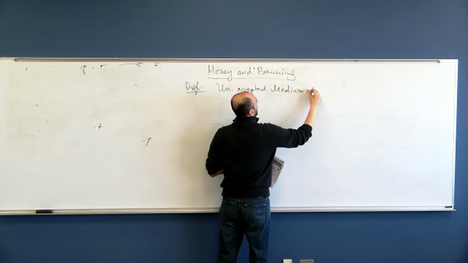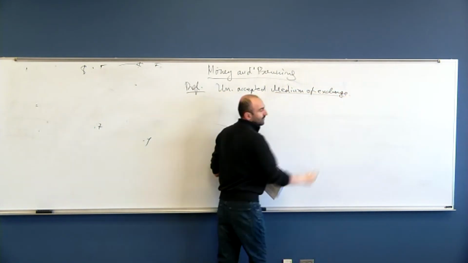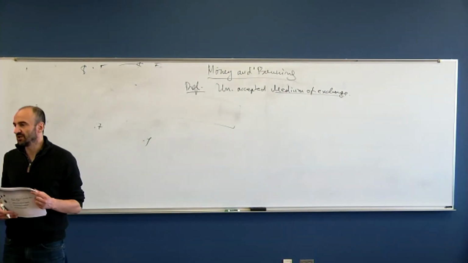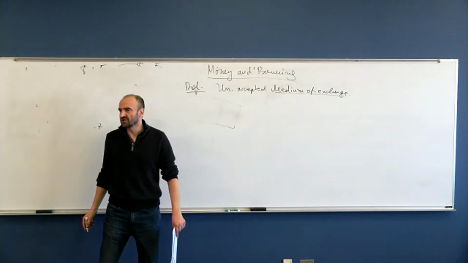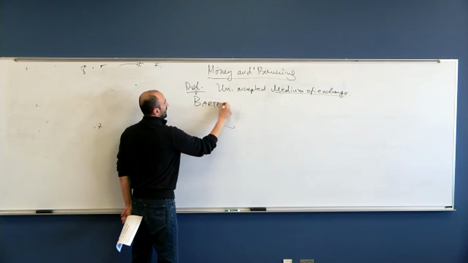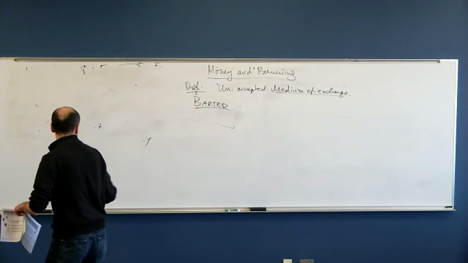Medium of exchange. What is the medium of exchange? That's a good that serves as an intermediary in trade, exchange. So the basic form of exchange among people is something called barter. What's barter? Barter is a direct exchange.